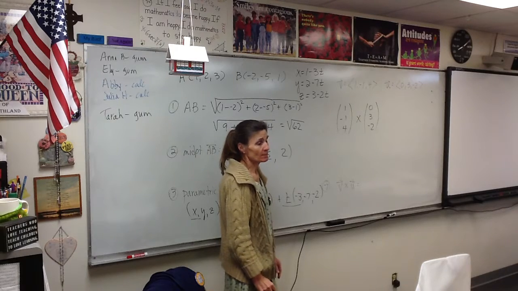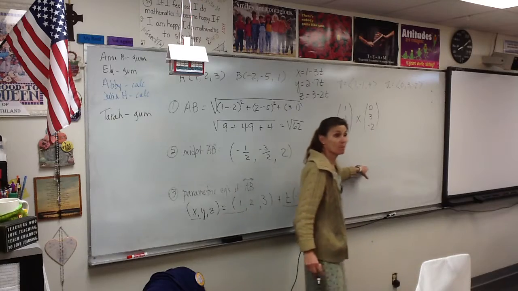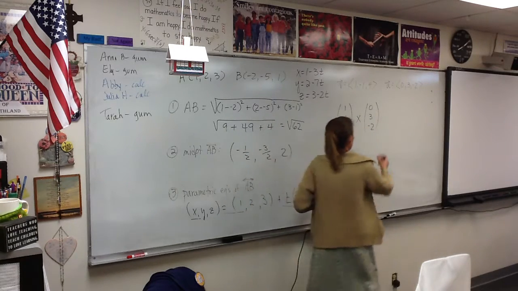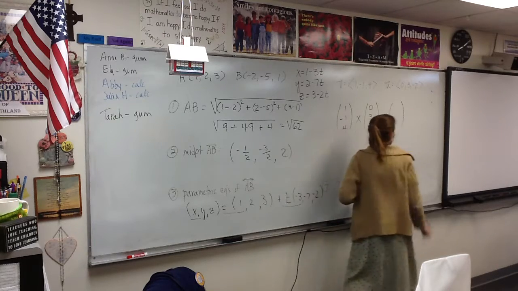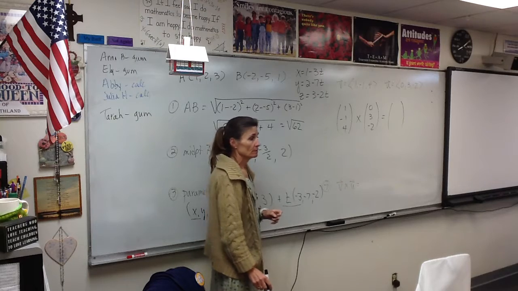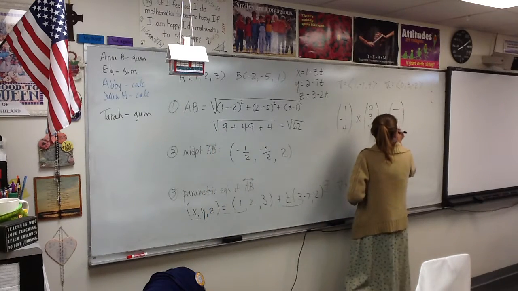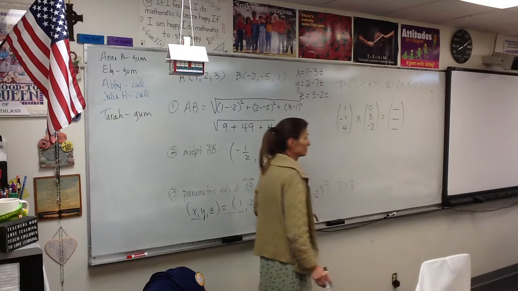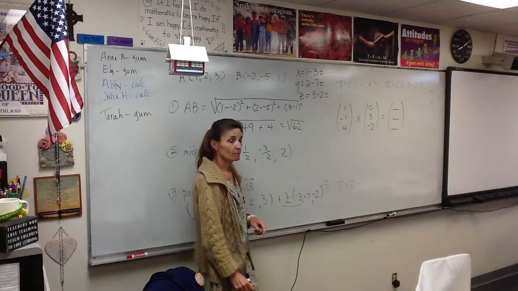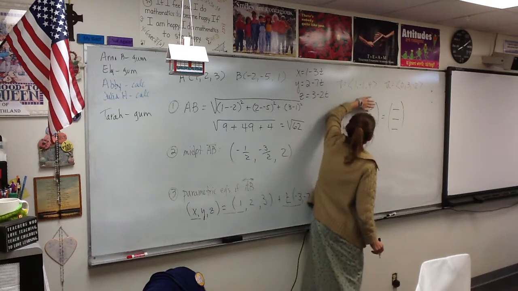First big difference. Remember when we did the dot product, we got a single number, negative 11. When we do the cross product, we're going to get another vector. So I have 3 numbers I have to find. Real easy. To find the top number, cover up the top 2 numbers.